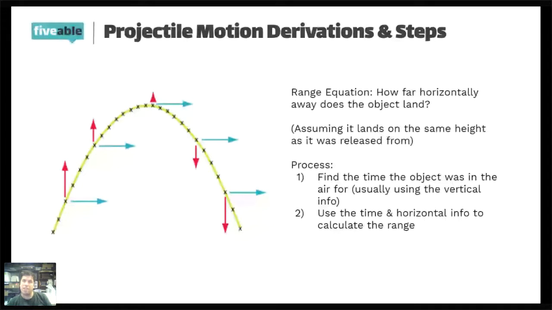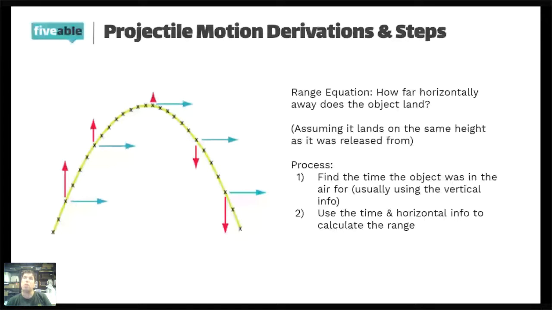Once you get that, you can use the horizontal information along with that time to figure out the range, because time is the only quantity, the only thing that we will ever say links the vertical motion to the horizontal motion. They have to occur in the same amount of time.